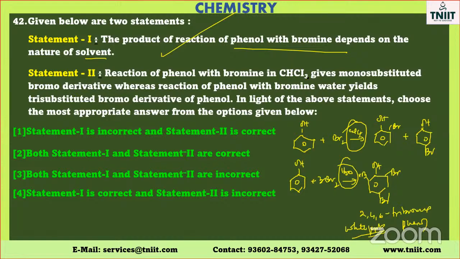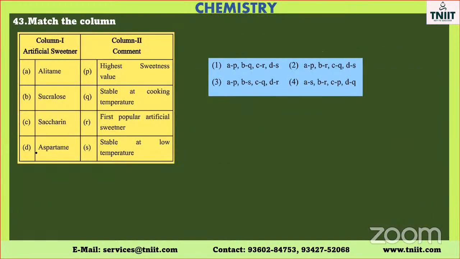The reaction of phenol with bromine in chloroform or carbon tetrachloride gives monosubstituted derivatives. This is the ortho-substituted and this is the para-substituted derivative. Whereas the reaction of phenol with bromine water, you can see here, gives 2,4,6-tribromophenol. So both statement 1 and statement 2 are right. Therefore, the answer for this question is option B. Both statement 1 and statement 2 are correct. The next question, match the following: alitame, sucralose, saccharin, aspartame.